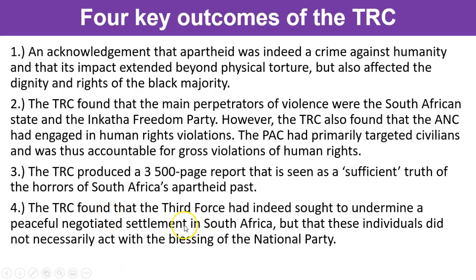This slide now is also important, the 4 key outcomes of the TRC. The first was the acknowledgement that apartheid was indeed a crime against humanity, and that its impact went beyond physical torture, but also affected the dignity and rights of the black majority. The TRC also found that the main perpetrators of violence were the South African state and the Inkatha Freedom Party. The ANC had also engaged in human rights violations, and the PAC had primarily targeted civilians and was thus accountable also for gross violations of human rights.